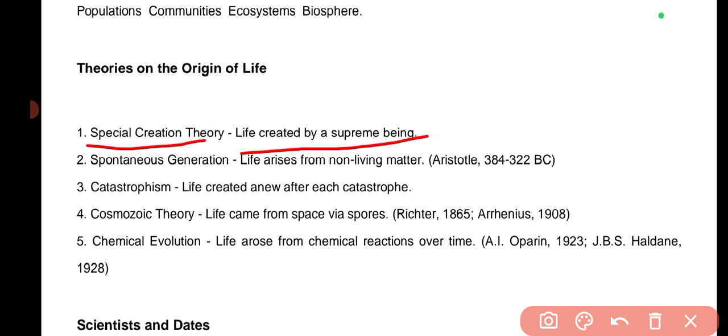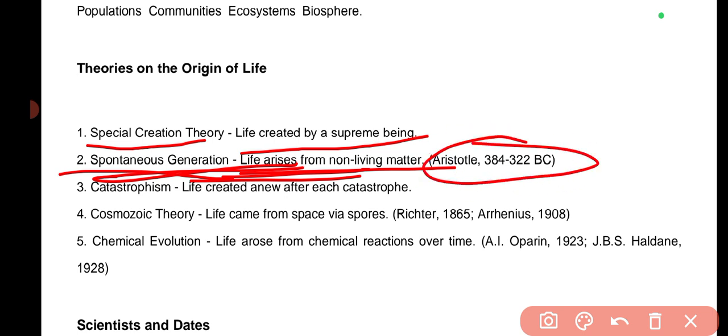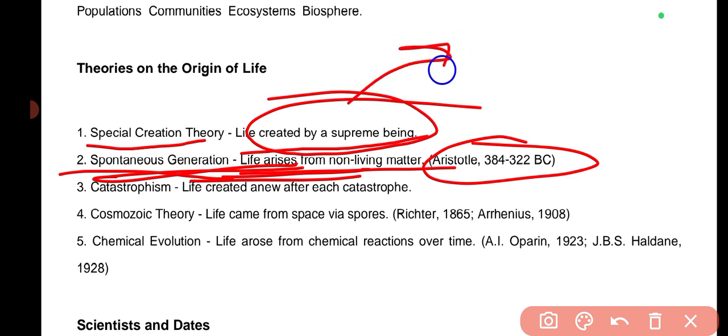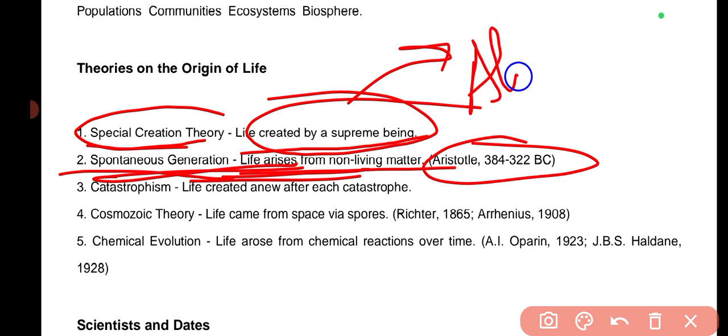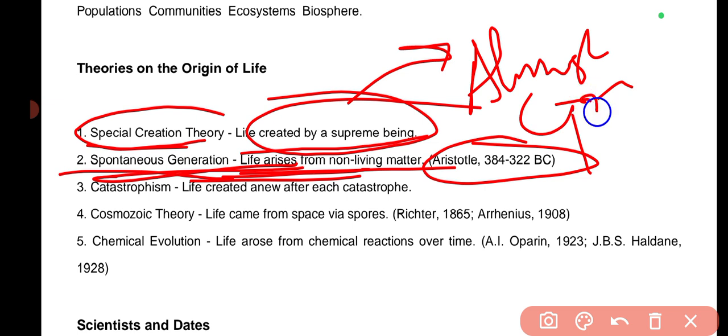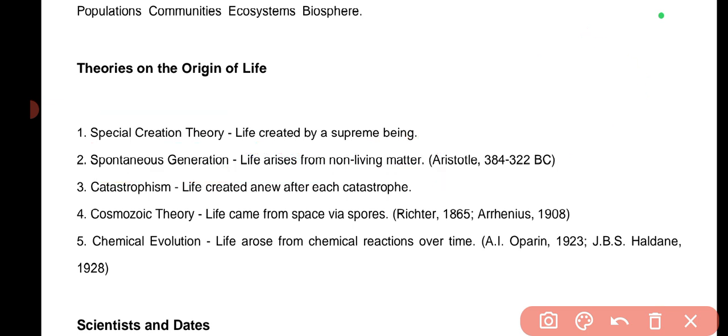Sorry, I misplaced it. That's spontaneous generation. Spontaneous generation says that any type of living material could unexpectedly or spontaneously give rise to another living organism. And a major proponent was Aristotle. Now, special creation theory is the theory of a particular almighty being or God. Okay, so who created all things?